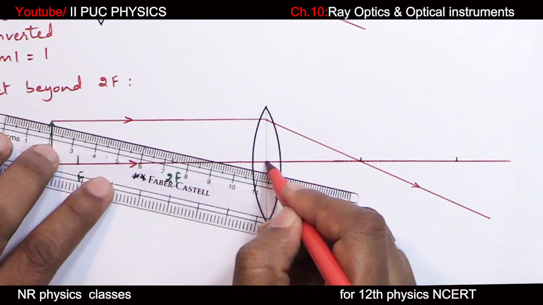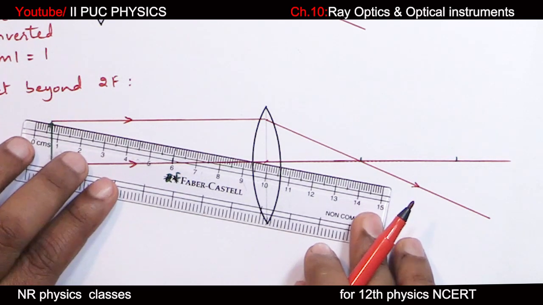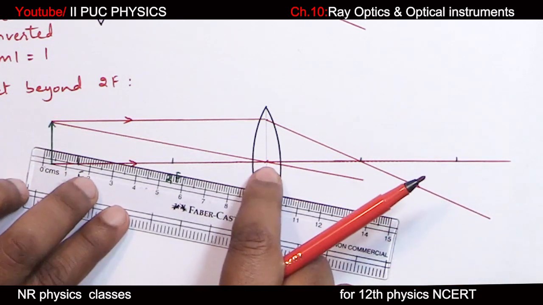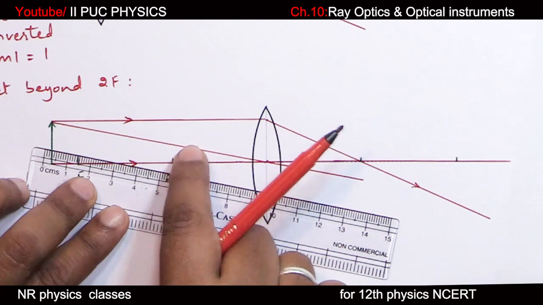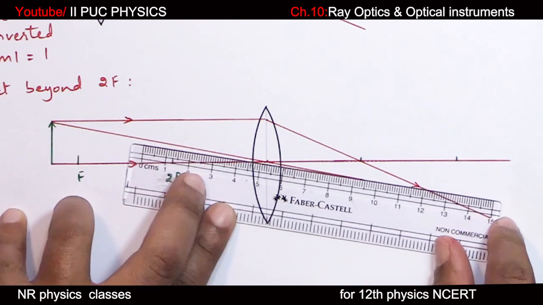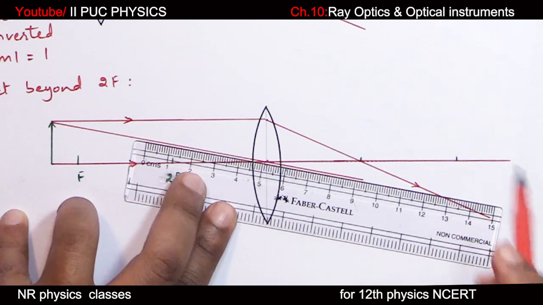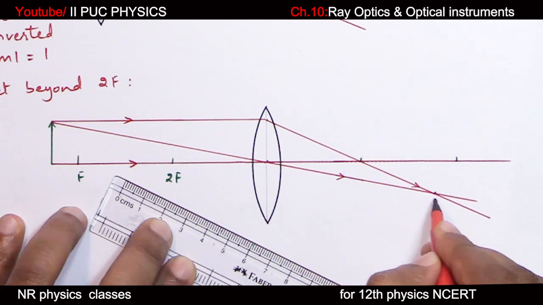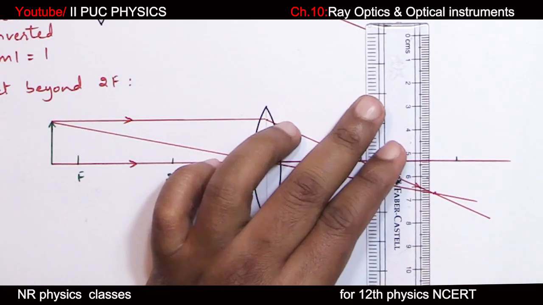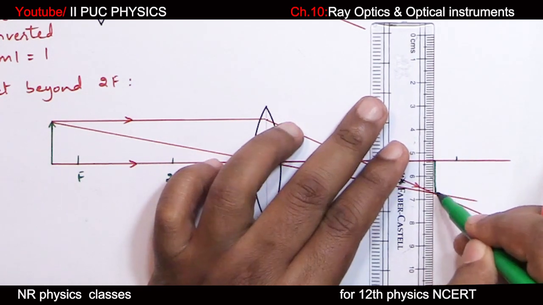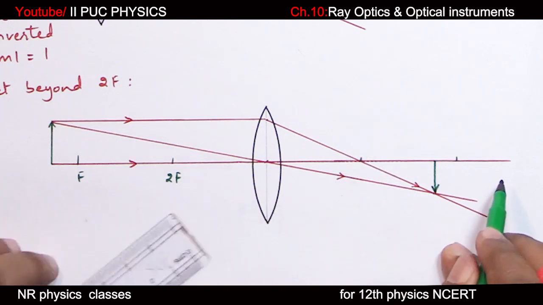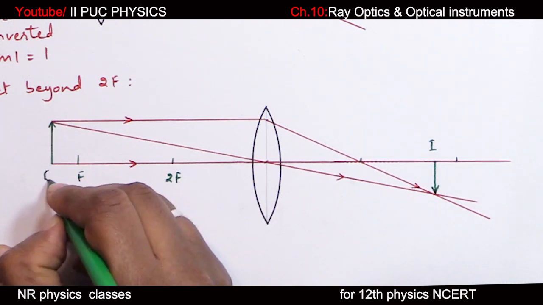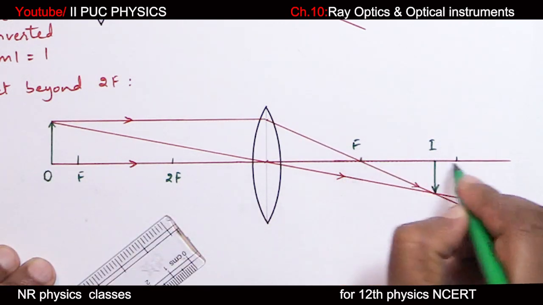From the head passing to the optic center. Since it is passing through the optic center, this should travel straight. There is no deviation. So this second ray meets the first ray at this point. So there it forms the image. So this is the image, object, this is f, this is 2f.